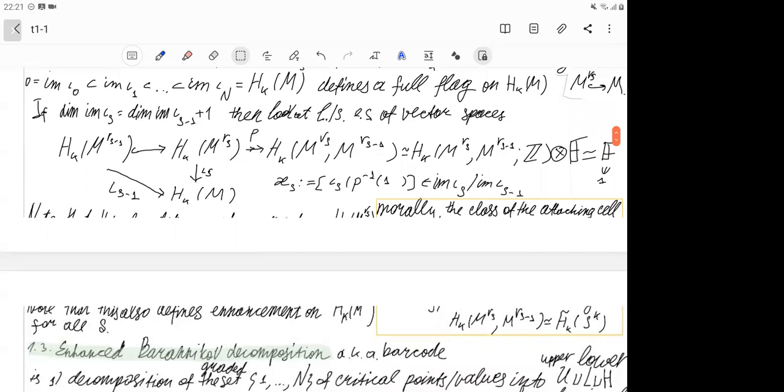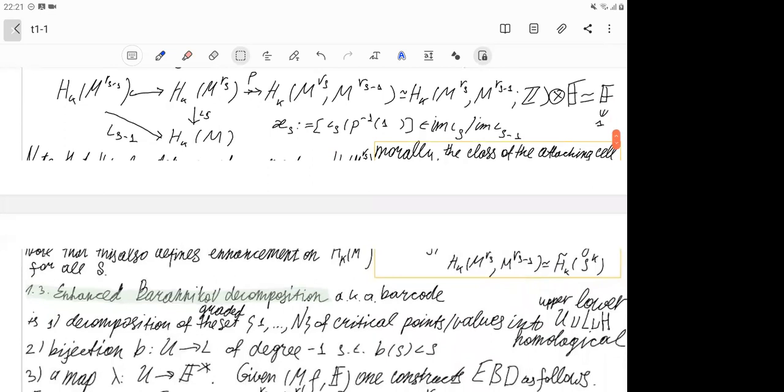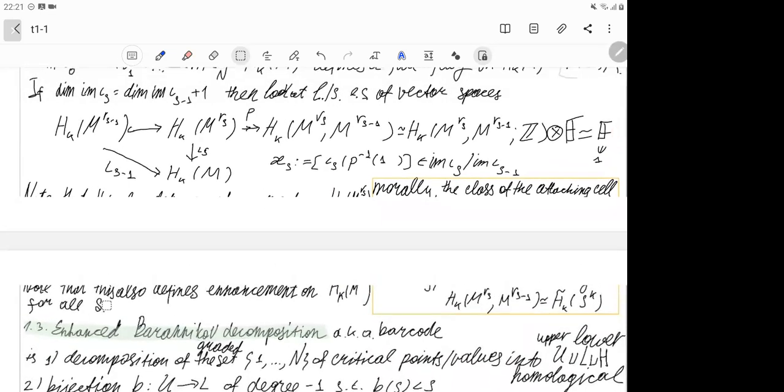The crucial note is that this also defines an enhancement on each H_k of M_RS. So not only on the homology of the whole space do I have this enhancement, but also on all the sublevel sets, simply by restriction to M_RS. I have this structure, and I'm going to really use this right now.